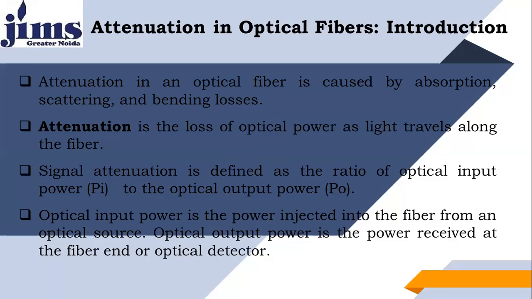Optical input power is the power injected into the fiber from an optical source. At one end, where you want to enter light inside the optical fiber, you need an optical light, and this light comes from an optical source. So you have to couple the optical source to the optical fiber. Optical output power is the power received at the fiber end or optical detector. So optical input power is coming from the optical source, and optical output power is actually the input of the optical detector.